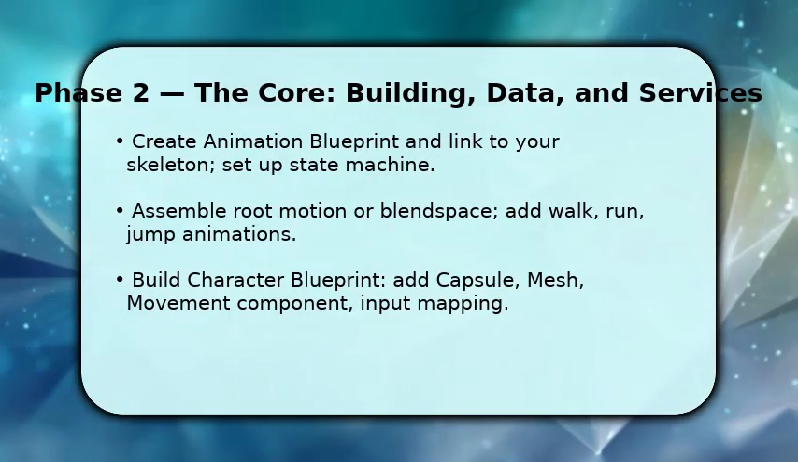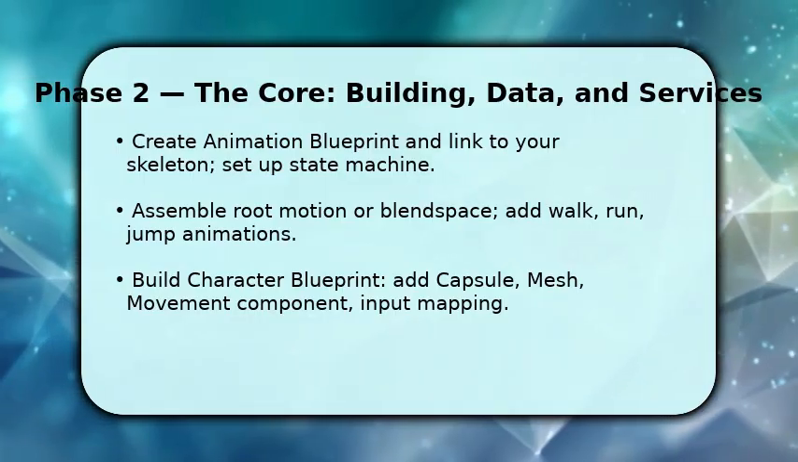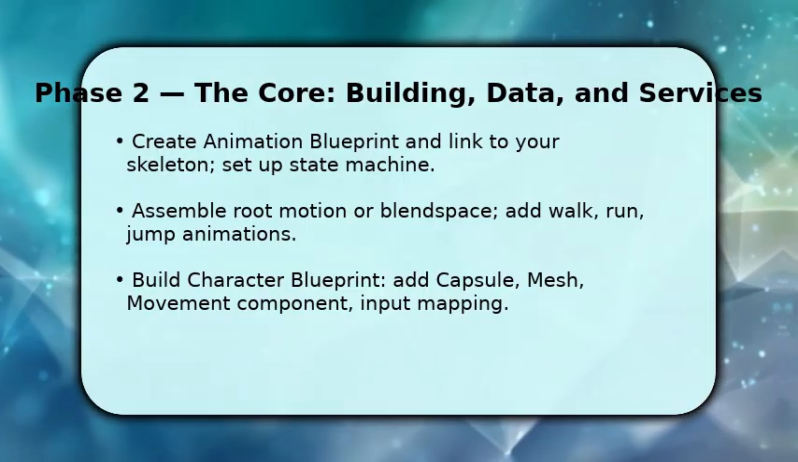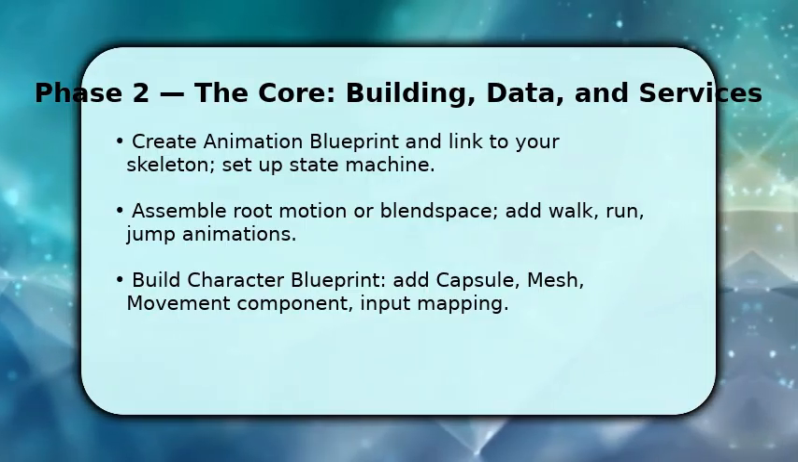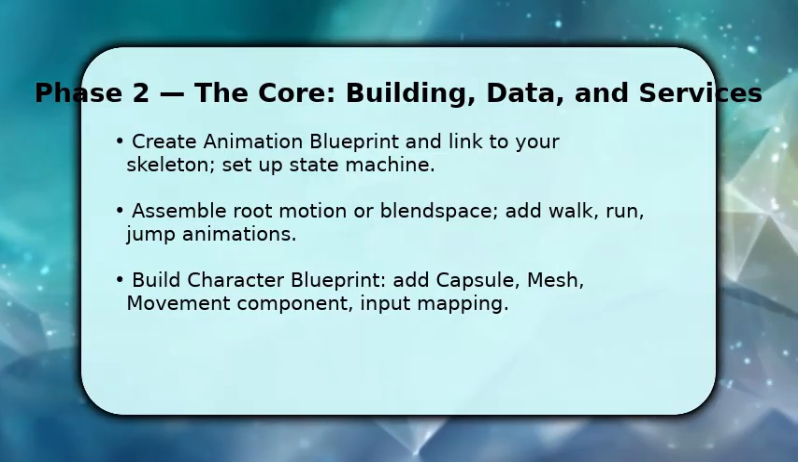Next, create an animation blueprint tied to your skeleton and lay out a state machine for idle, walk, run, and jump. Configure a blend space for directional movement and tune root motion versus in-place animation depending on locomotion needs.